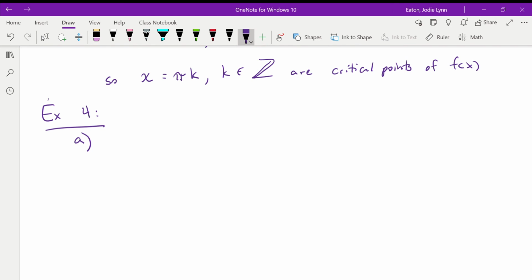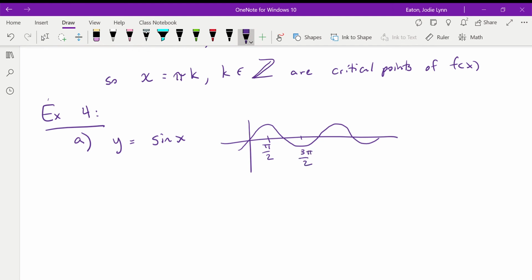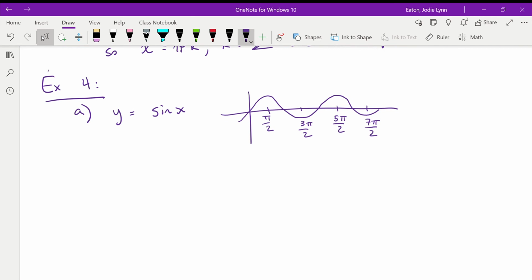So if we have y equals sine x that we were looking at last time, we have our lovely graph here. And so this is our pi over 2. This one happens at 3 pi over 2. This one happens at 5 pi over 2, as we know, because we're all awesome at trig. This is 7 pi over 2. Okay, so y equals sine x has infinite local maxima and minima because it's periodic.